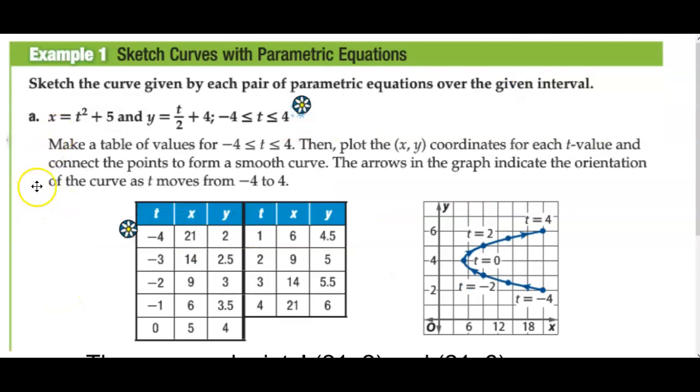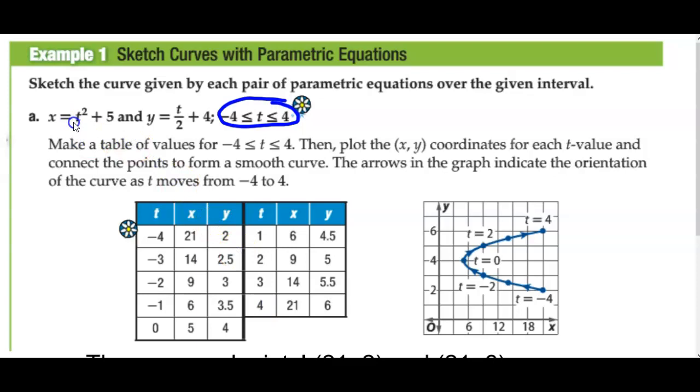So this one we're going to do by hand real fast. It says sketch the curve given by this parametric equation, and it says for the values from -4 to +4 for t. So I made a little chart from -4 to +4, there's my t values.